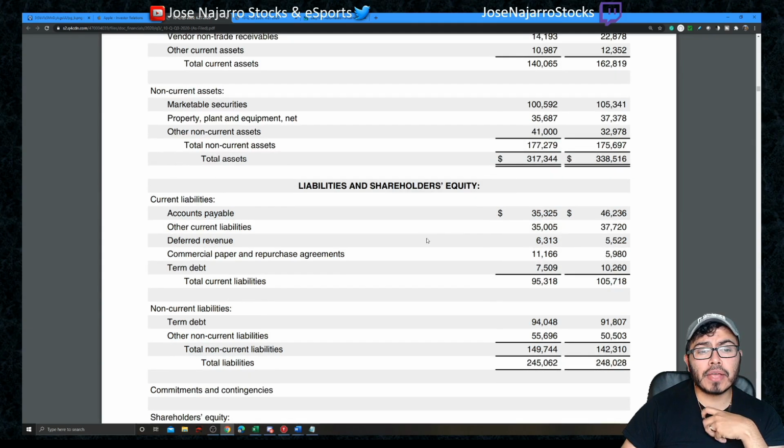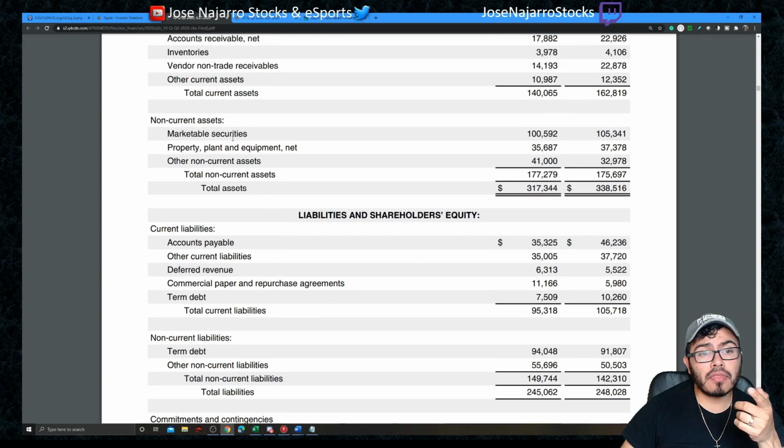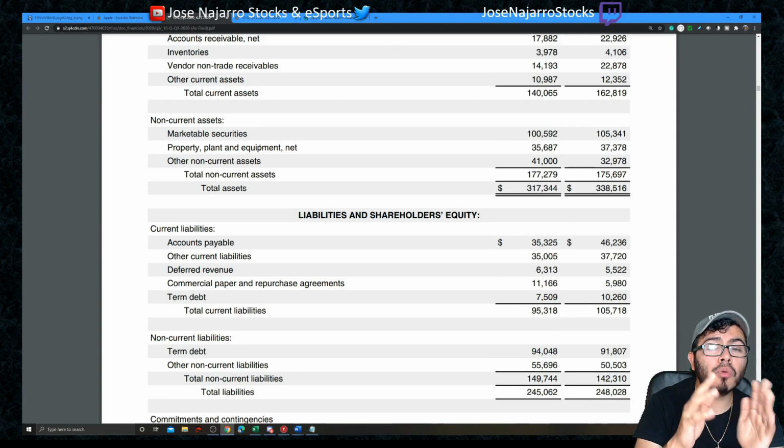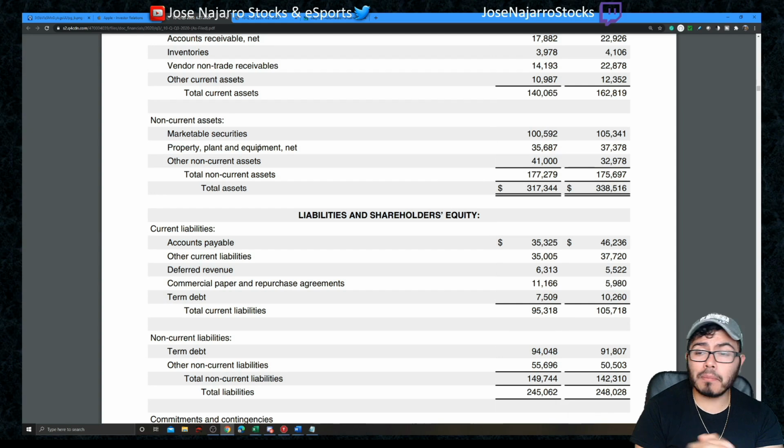Next, let's take a look at non-current assets. So marketable securities in non-current assets might be like a bond that might have 2 years, 3 years of expiration. So it has more than 12 months before it can cash out. Property, plant, and equipment, very self-explanatory. Other non-current assets, just anything else that they couldn't really fit in there.